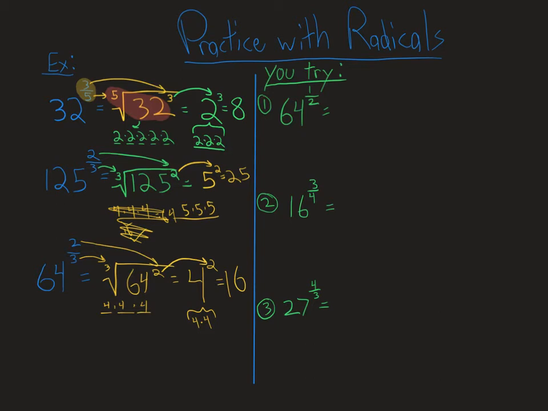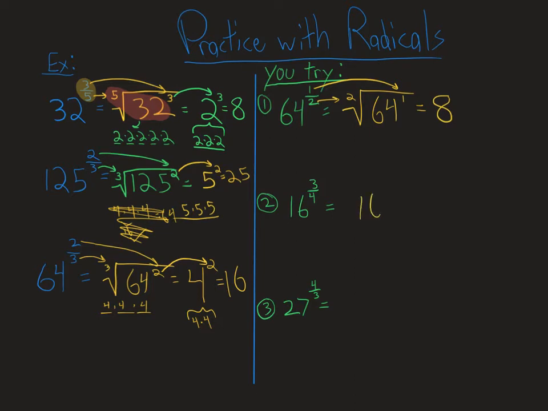All right, let's see if you were doing it correct. 64. And if there's a 1 on top for your exponent, you don't have to do any exponent work. So it's just 64. You're taking the square root. What times itself is 64? And that's 8. 8 times 8 equals 64.